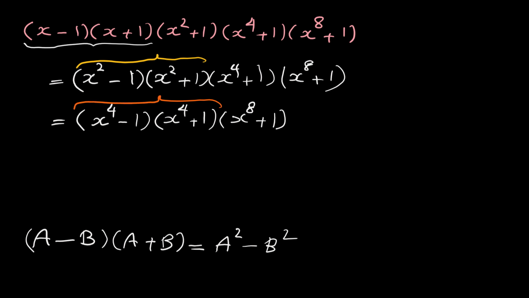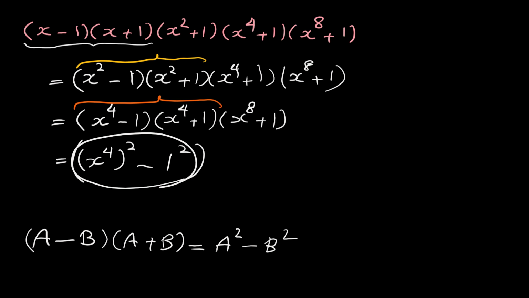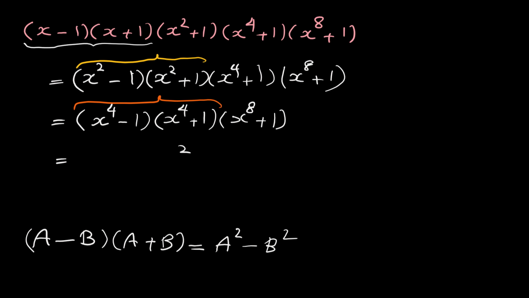Now, what is the answer of multiplying these two brackets by each other? Try to find the answer of this part. What is the product of x to the 4 minus 1 by x to the 4 plus 1? The answer is x to the 4, squared, minus 1 to the 2. But if we simplify this, we have x to the 8. Attention, when a power is raised to a power, we multiply the powers. So x to the 4, squared, is x to the 8. So the answer is x to the 8 minus 1 times x to the 8 plus 1.